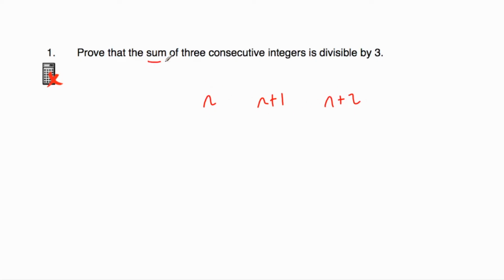Now it says the sum of 3 consecutive integers is divisible by 3. So if we add them together, we'll find the sum of 3 consecutive integers. So let's add n, n plus 1, and n plus 2 together and see what we get. Well, n plus n plus n is 3n, and 1 plus 2 is equal to 3. So if we add 3 consecutive integers, n, n plus 1, and n plus 2 together, we get 3n plus 3.